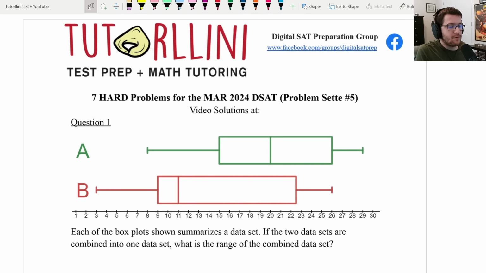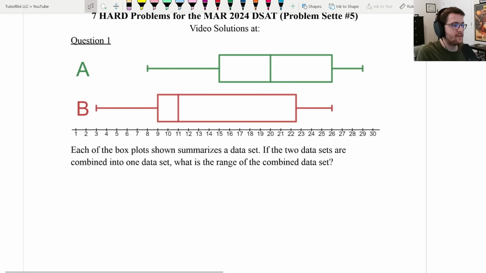Okay, for question 1, this one, as you can see, is on box plots. I already went over box plots in my Ottocento number 9 on basic statistics, so please watch that if you haven't already. I'll link it in a card, but I'll also very briefly go over it here.